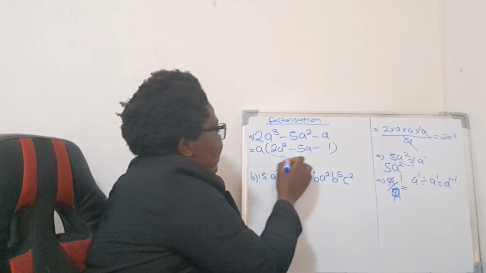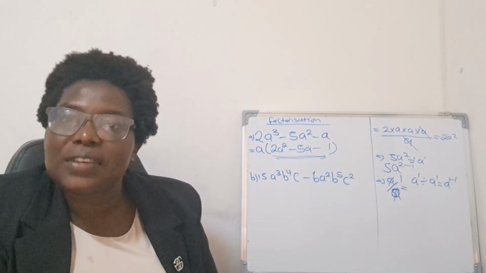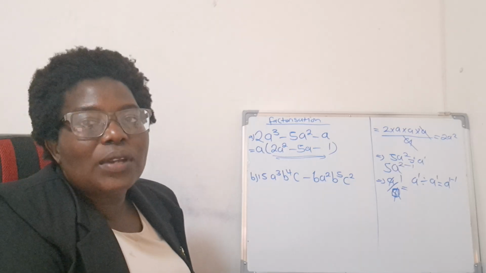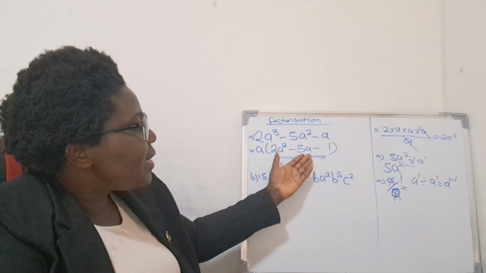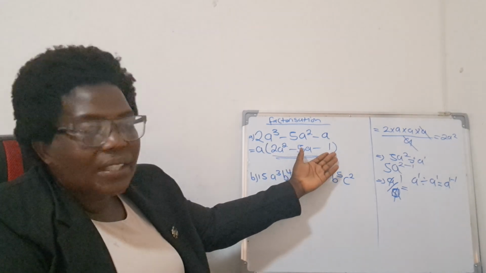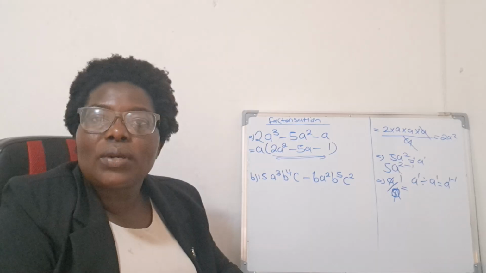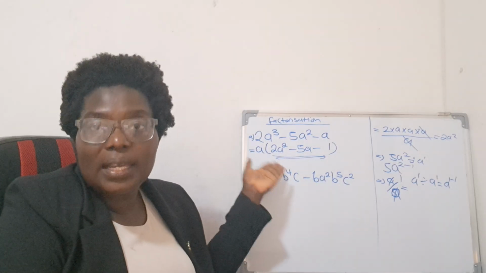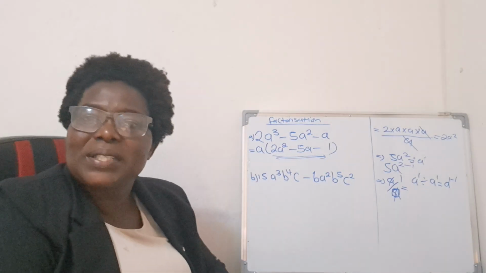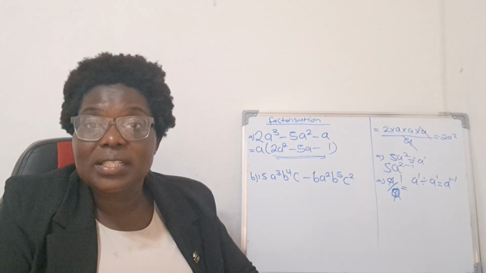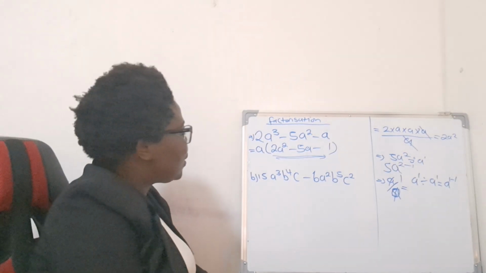This one, we can't factorize it further. It's not a square of numbers. We can't find two numbers that add to give us minus 5a and multiply to give us 1. So we can't go any further than this, and we leave it here. These are the types of expressions that we normally use the quadratic formula for. So let's look at the second one.